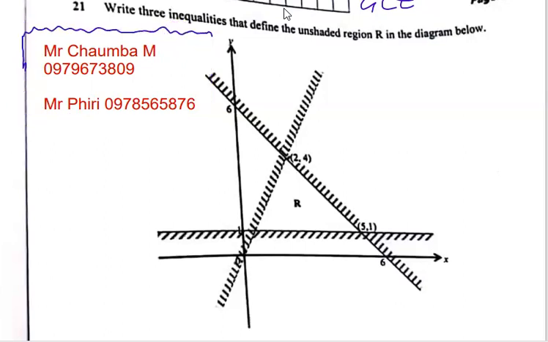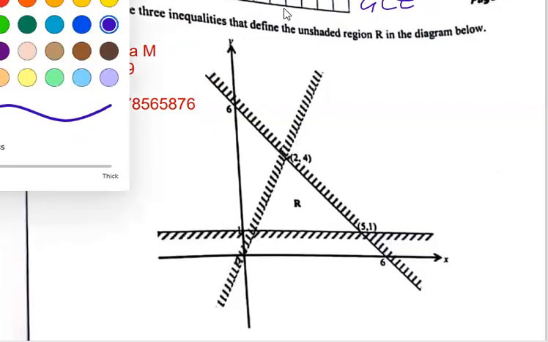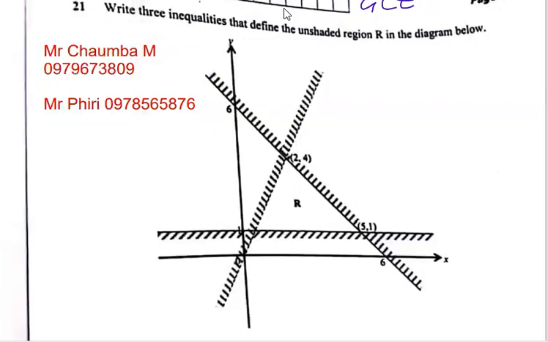So let us go through the question. This is a linear programming question. We have to write the inequalities here. Write three inequalities that define the unshaded region. The unshaded region is in the diagram below. So this is the unshaded region here, and we could start with this one.